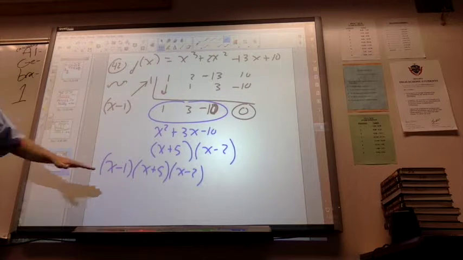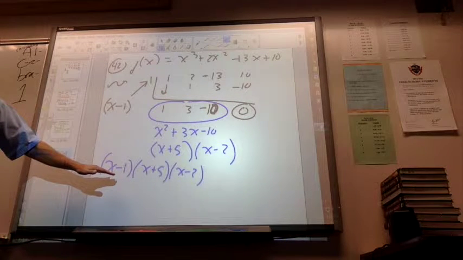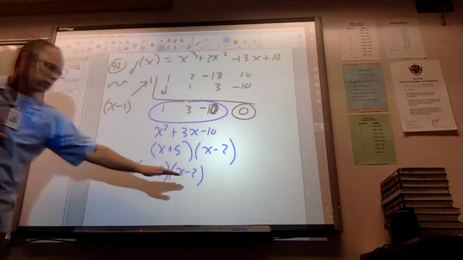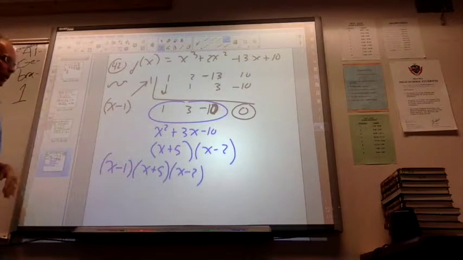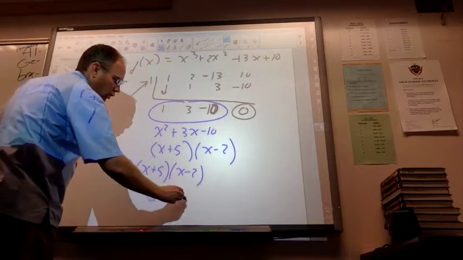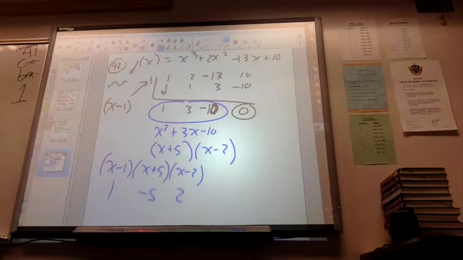Will we have a bounce anywhere? No. What's the multiplicity of this? How many times did this one happen? Once. What's the multiplicity of this? What's the multiplicity of that? So my answers are 1, negative 5, and 2 are my solutions to the problem. That's where it crosses the x-axis. The multiplicity of each one, because each one only happened once, is 1.